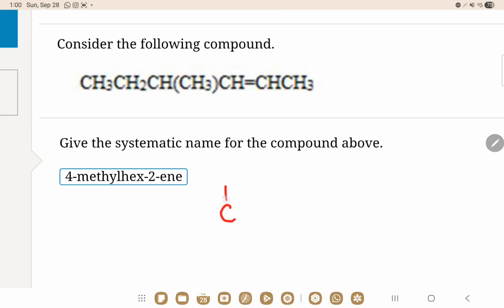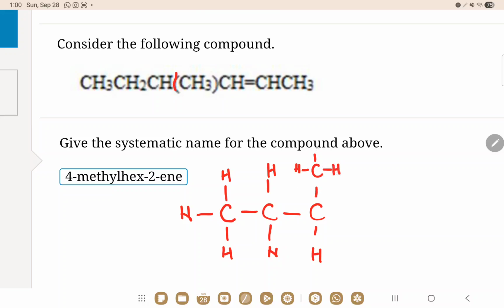So it's CH3, CH2, then CH, which means this is a branch. So here you have a CH3. Then you have another CH. Then you have a double bond, CH. Then you have another CH3.